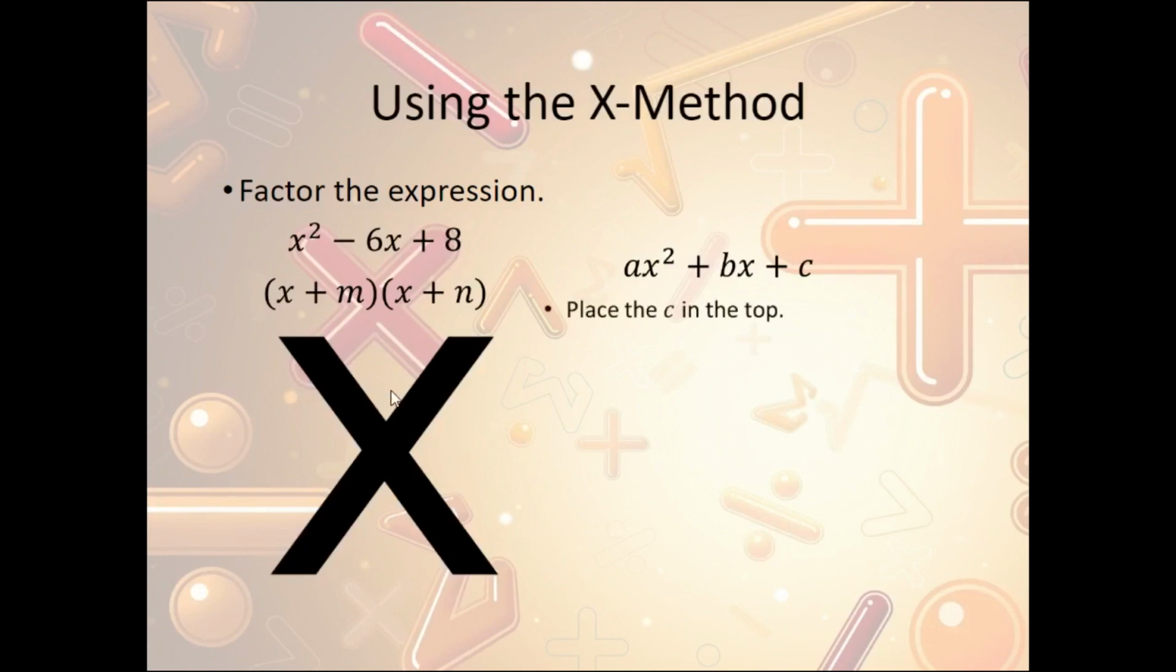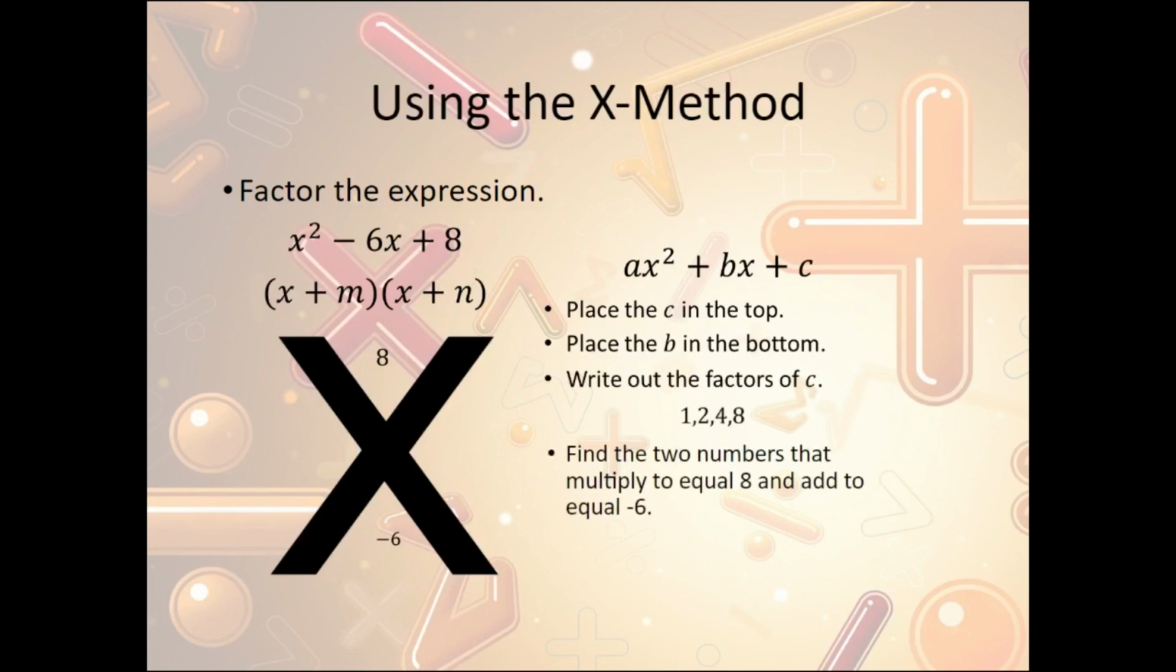So c is 8, so that goes here. Place b in the bottom, which is negative 6. So that goes there. Then I'm going to write out the factors. What are the factors of 8? Well, I have 1, 2, 4, and 8. Now, which of those are going to multiply to equal 8 and add to get negative 6?